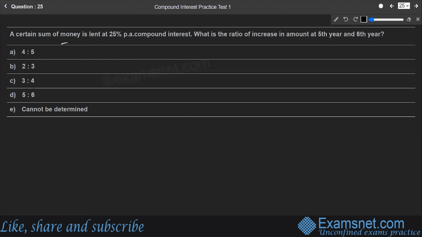Okay, a certain sum of money is lent at 25% per annum compound interest. What is the ratio of increase in amount at fifth year and sixth year? So they are asking for the ratio of amount for the fifth year and sixth year. So we are supposed to find out the amount for 5 years divided by the amount for 6 years. So this ratio they are looking for.